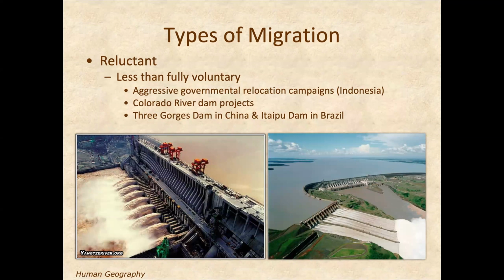Reluctant. Reluctant is less than fully voluntary. So for example, when dams are going to be built, they usually tell people you have several years to get out before we build this dam, which will create this giant lake where you live, essentially. So these are aggressive governmental relocation campaigns, and they're often in the name of progress and in the name of advance and in the name of cheap hydro energy. So for example, the Three Gorges Dam in China and the Itaipu Dam in Brazil. Both of these are really remarkably big projects which displaced many, many people who didn't really want to leave.